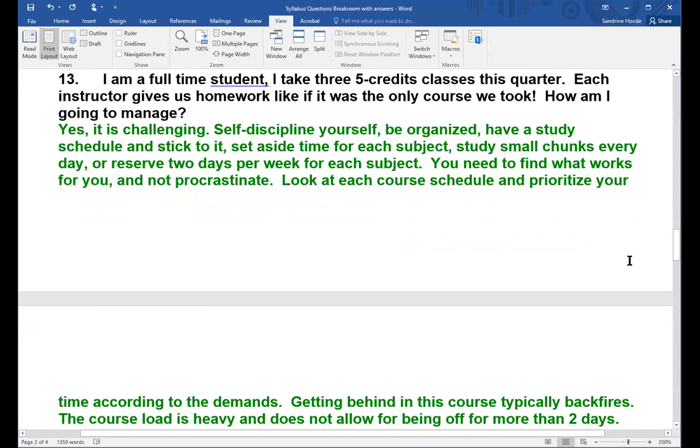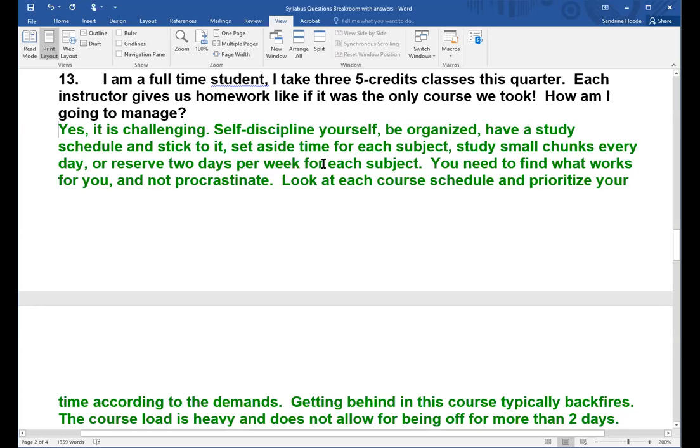In my time, students didn't have to work at the same time as studying, but now a lot of students have to work at the same time. And so, yes, it is challenging. So self-discipline is important. You need to organize your week or days, depending on your responsibilities. So have a study schedule and then stick to it. Set time aside for each subject and study small chunks every day.